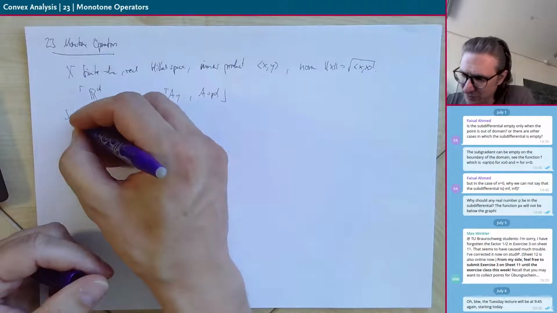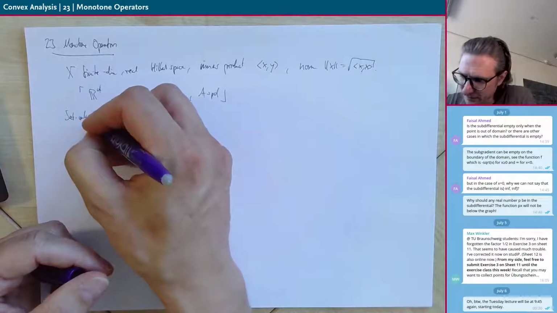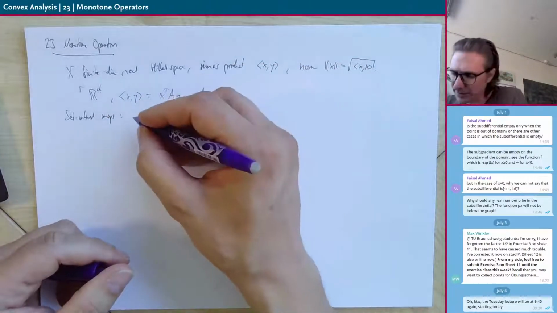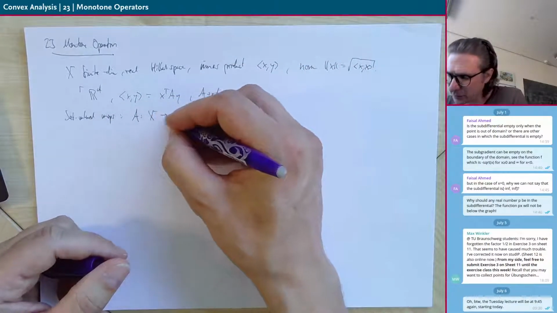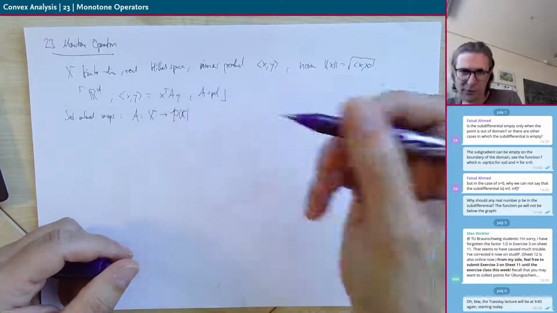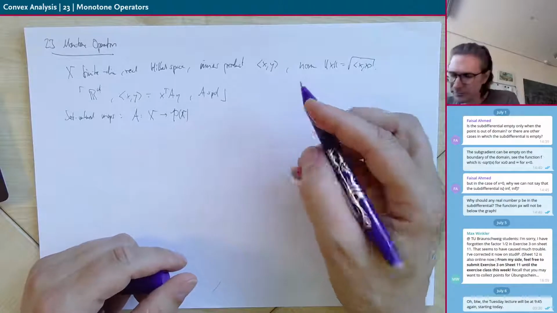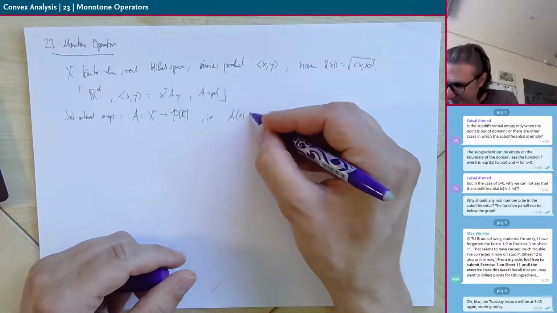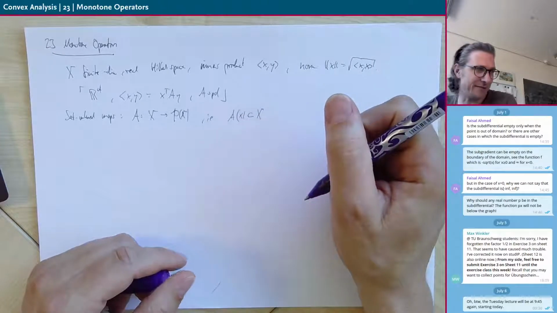So we're going to need set-valued mappings, or set-valued maps. These are usually of the form A maps X to the set of subsets. This is the power set, one way to denote the power set. So what does it mean? That means that A of x is a subset of the space X.